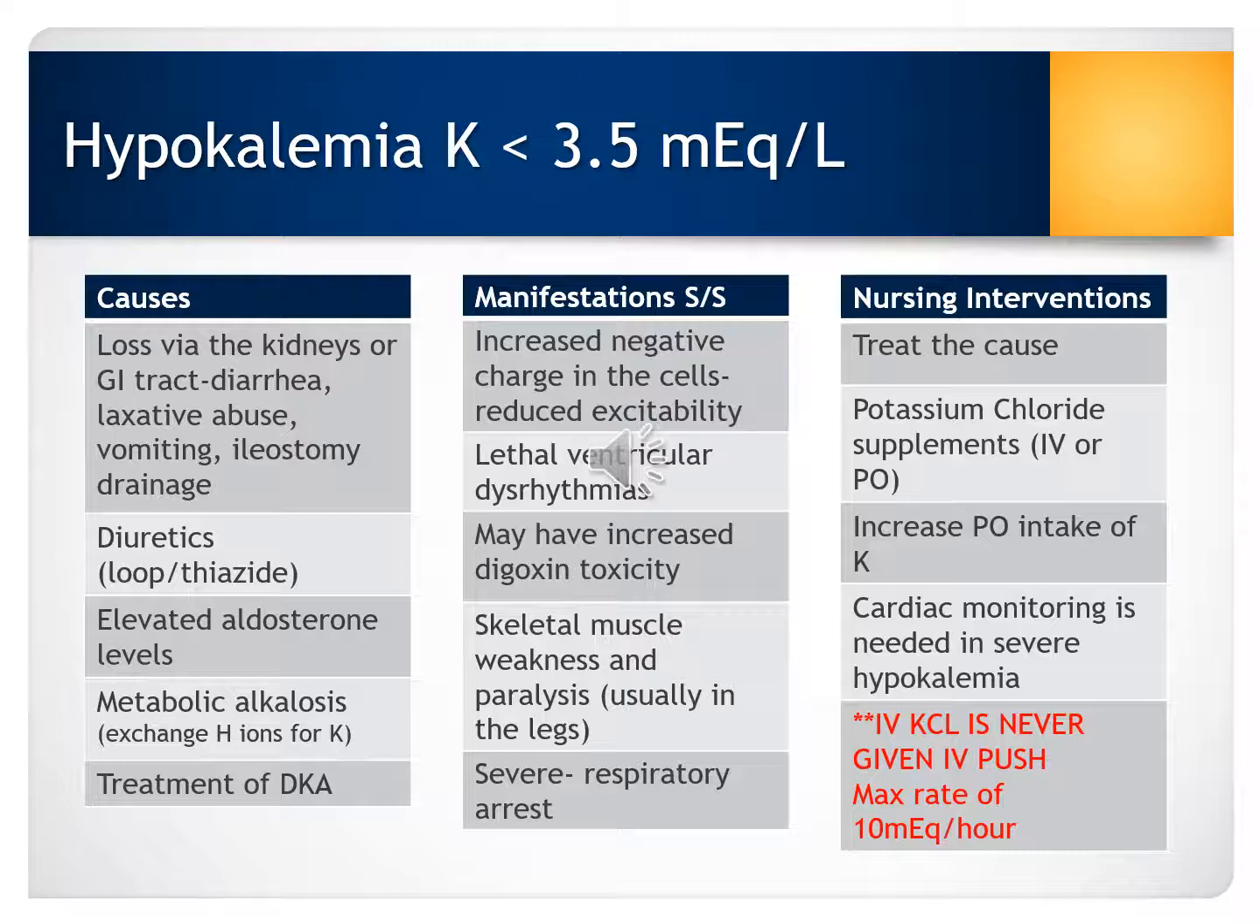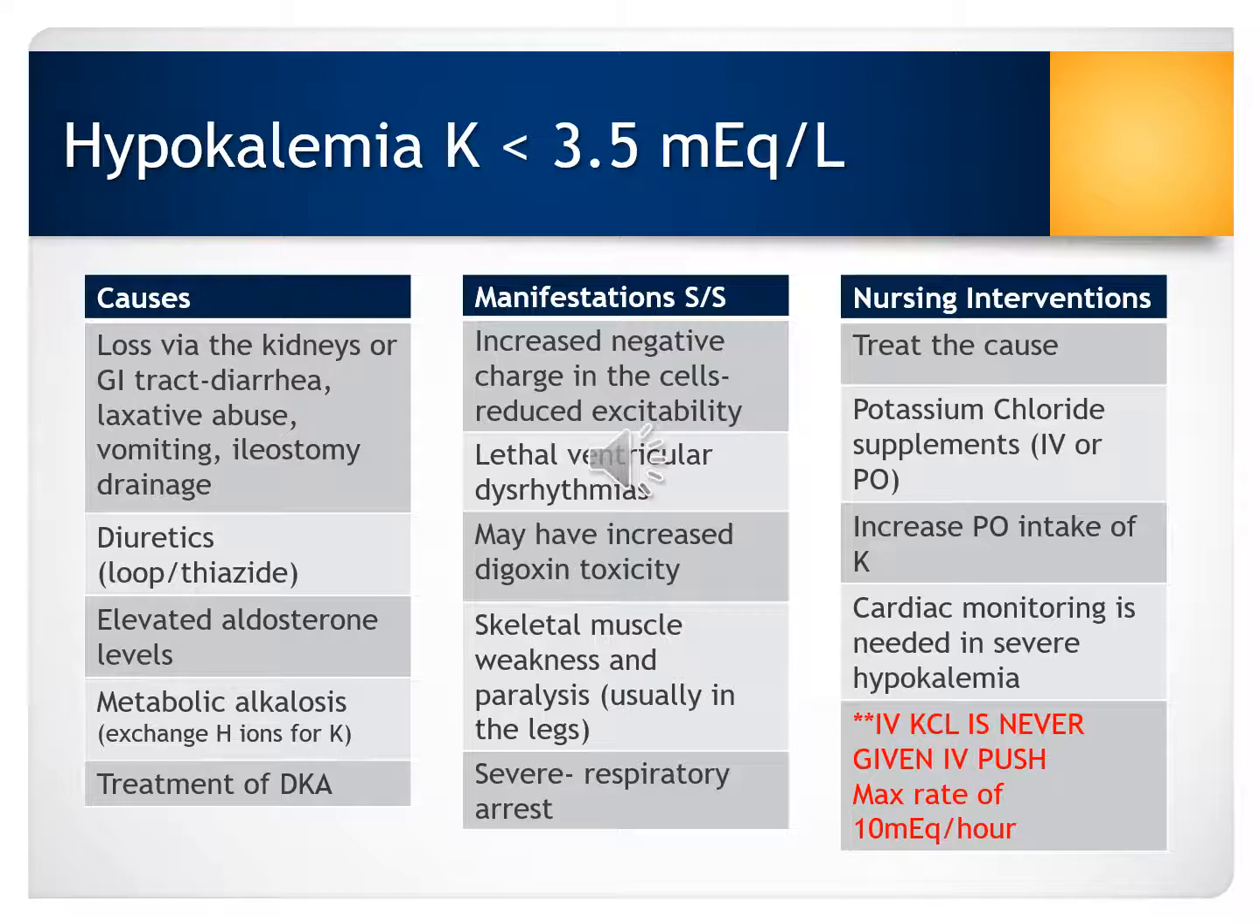Typically the person is going to have increased negative charge of their cells, which is going to cause reduced excitability. So this can result in lethal ventricular dysrhythmias similar to hyperkalemia. If the patient is on digoxin, low potassium levels can sometimes increase their risk for digoxin toxicity. You may see skeletal muscle weakness and paralysis, and typically this happens in the lower extremities. And in severe cases, you can see respiratory arrest.